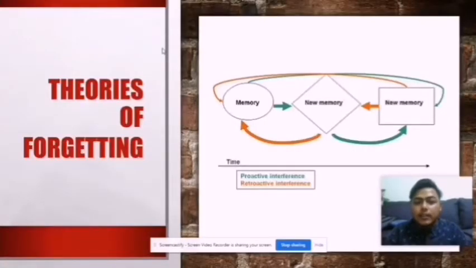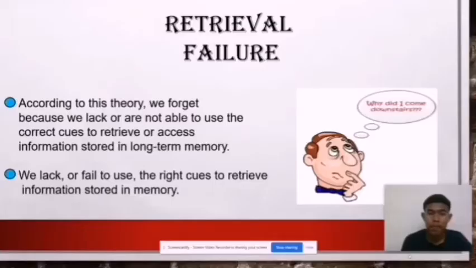Theories of forgetting. As you can see, we have memory and new memory. This is a mind map of the theories, and the green line is proactive interference, and the orange line is retroactive interference.